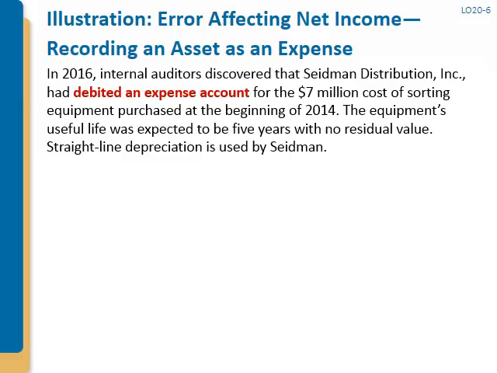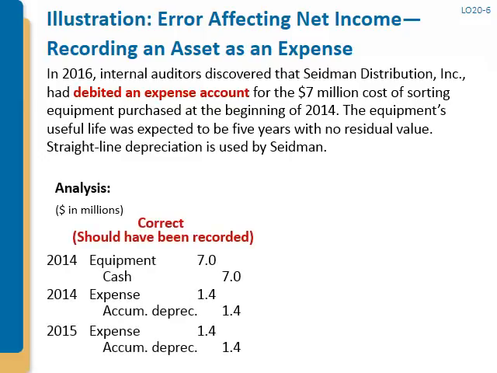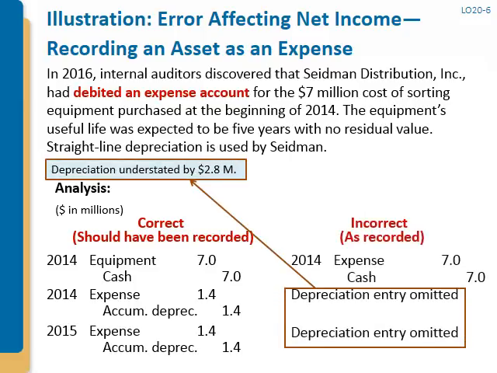In the illustration, except as indicated, we ignore tax effects of the errors and their correction to allow us to focus on the errors themselves rather than their tax aspects. In 2016, internal auditors discovered that Seidman Distribution Inc. had debited an expense account for the $7 million cost of sorting equipment purchased at the beginning of 2014. The equipment's useful life was expected to be 5 years with no residual value. Straight-line depreciation is used by Seidman.